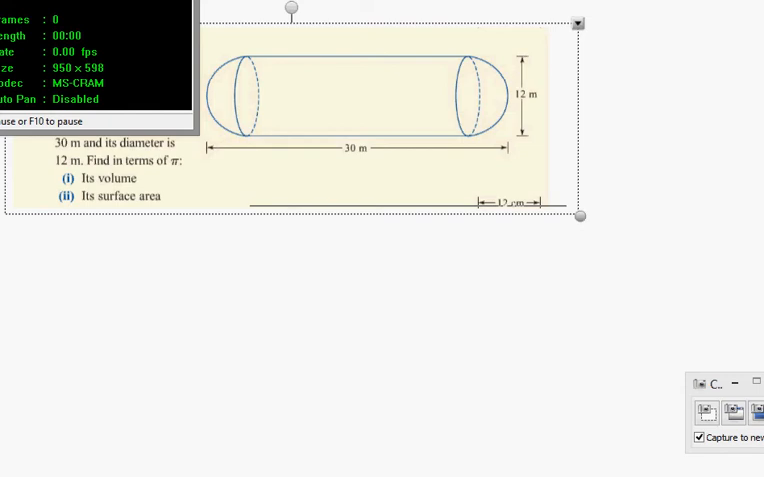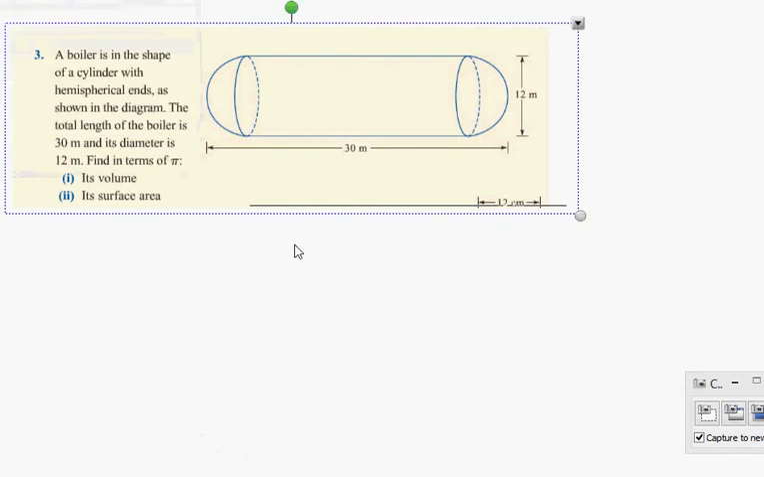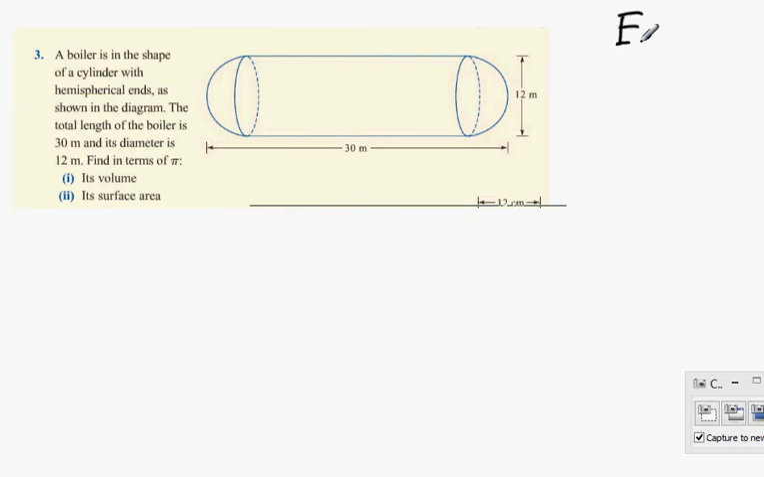Now, guys, this is exercise 5.7, and this is question 3 on 5.7. A boiler is in the shape of a cylinder with hemispherical ends, as shown in the diagram. The total length of the boiler is 30 meters, and the diameter is 12.